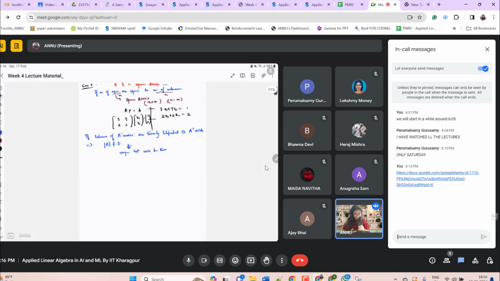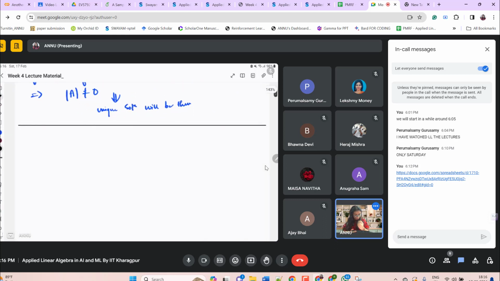Then we will have case 2. Now you will help me in case 2. If the number of unknowns is less than the number of equations, then what will be the case? What type of matrix will it make? Guruswami, you have watched all the lectures. Tell me.